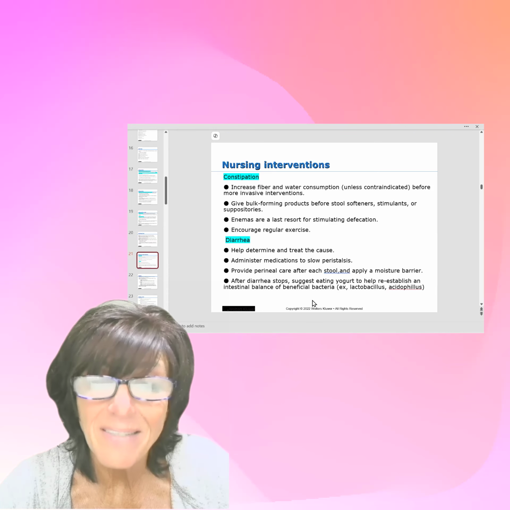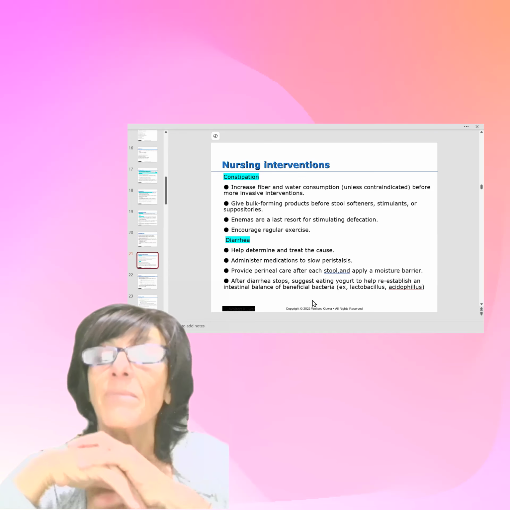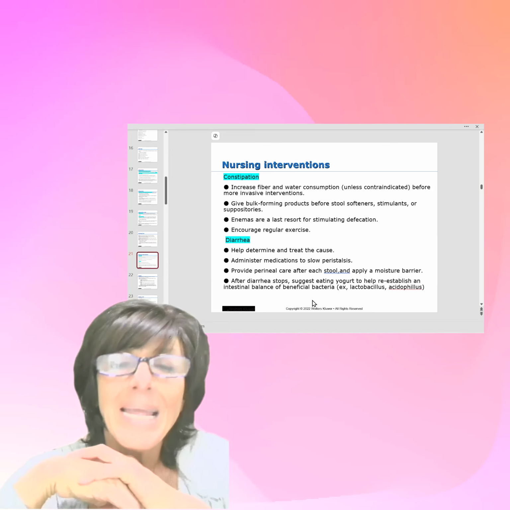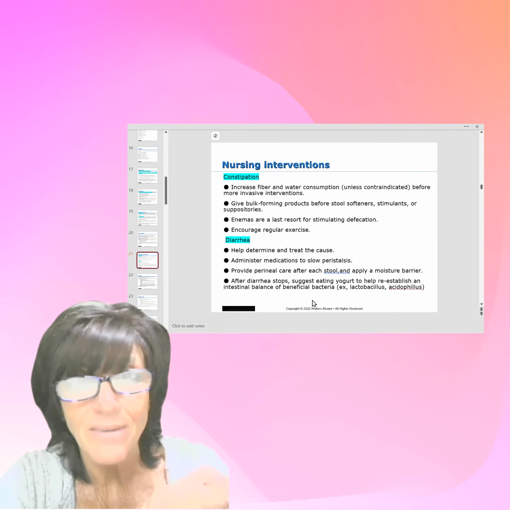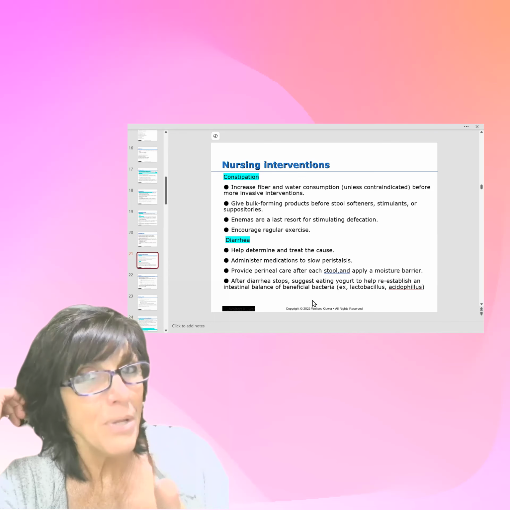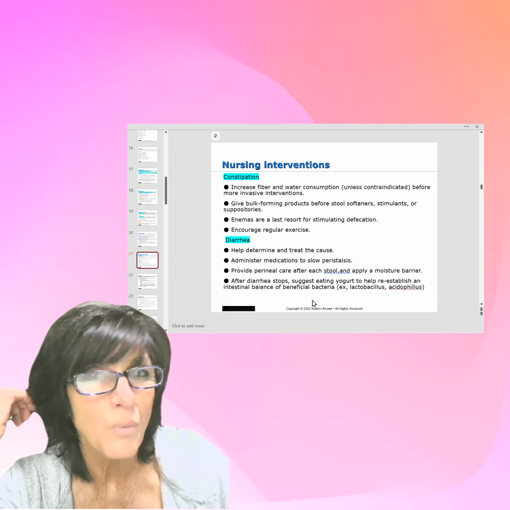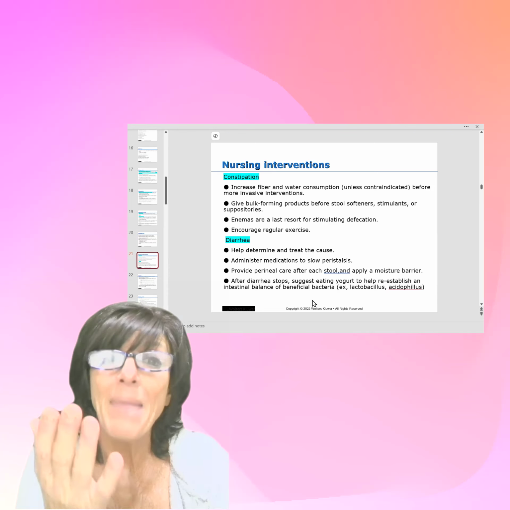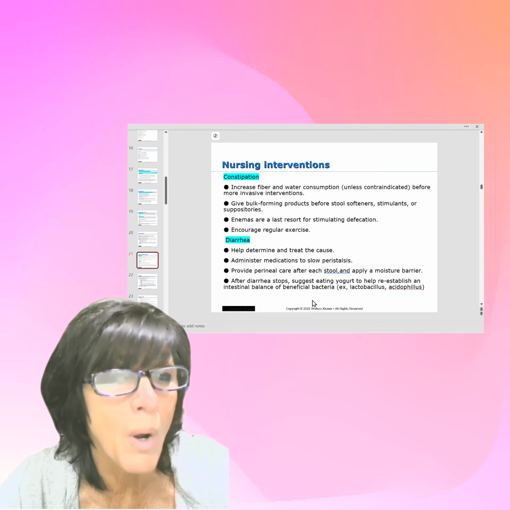And when the diarrhea stops, suggest eating yogurt. Yogurt, it's got to say live cultures on it, has good bacteria, live bacteria, lactobacillus and acidophilus. And it's probiotic, not the pills now, actually real yogurt. By eating a yogurt a couple times a week, you can actually maintain the balance in your gut of the good bacteria and the bad bacteria because you need them both.